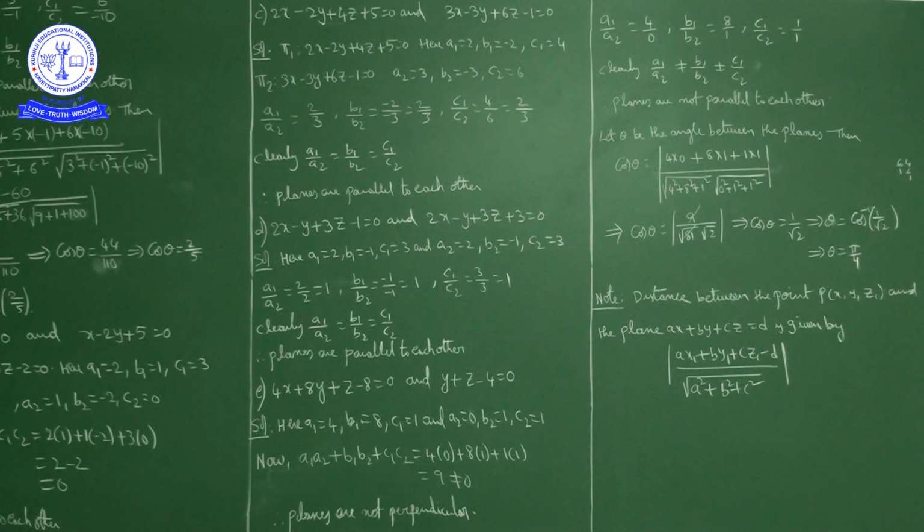In place of x you write x1, in place of y you write y1, in place of z you write z1. So it is ax1 plus by1 plus cz1 minus d, upon square root of a square plus b square plus c square. This is the formula to find the distance between a point and a plane.